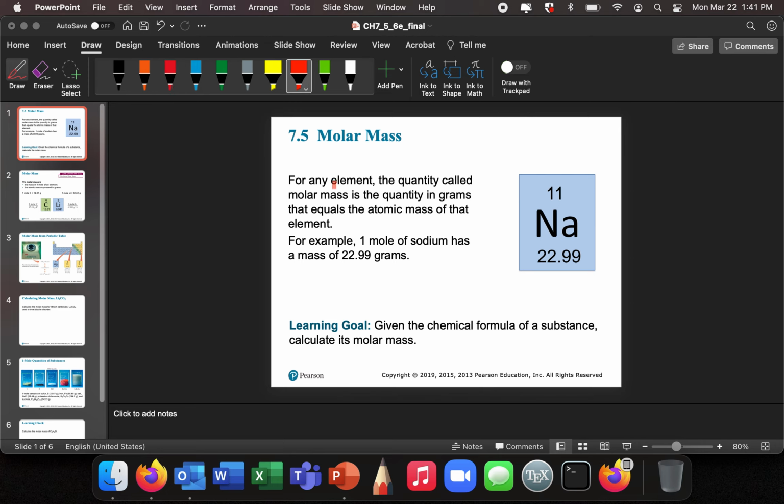So the molar mass is going to be the grams that equals the atomic mass of that element. Okay, for example, 1 mole of sodium atoms, if you look at a periodic table, is going to be 22.99 grams. Okay, so our learning goal is, given the chemical formula of a substance, calculate its molar mass. All right, my hope is at the end of this you're going to think this is pretty easy.